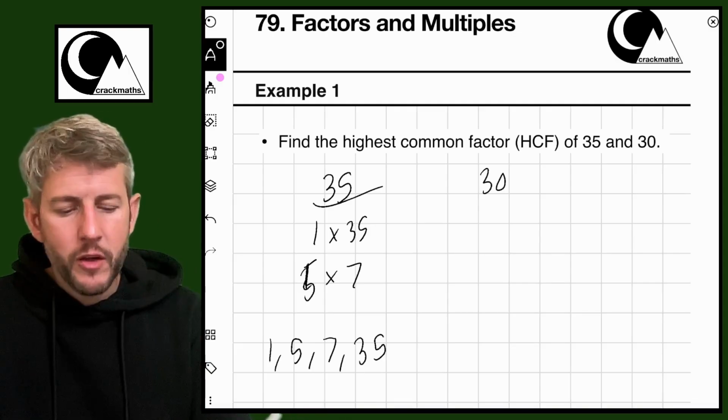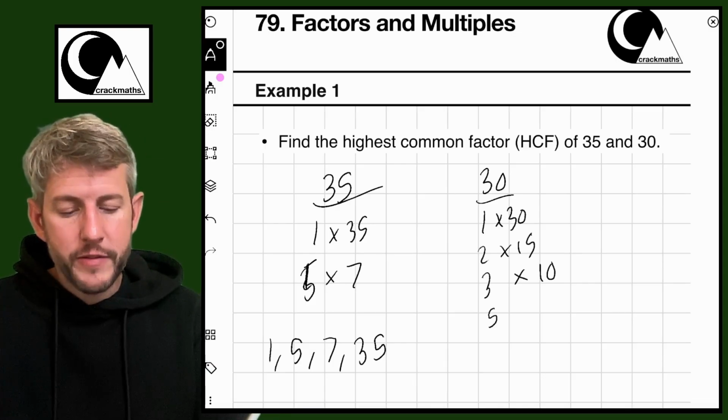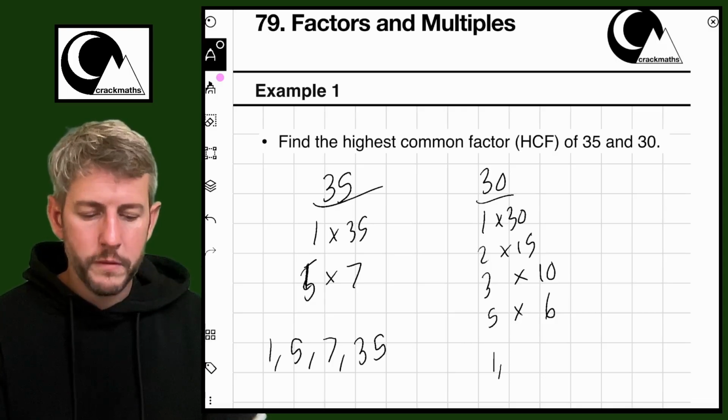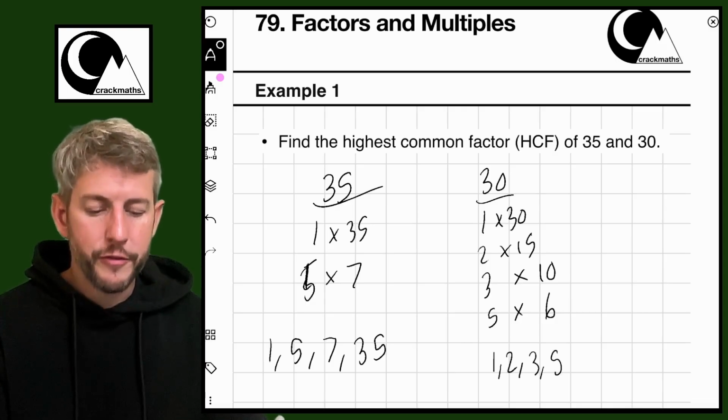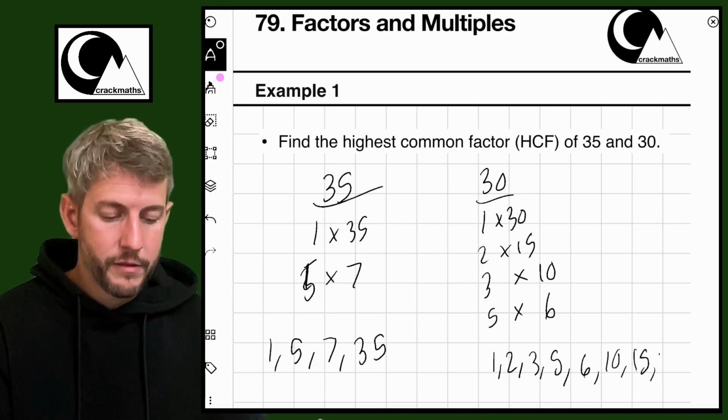Now let's look at 30. We have 1 and 30, 2 and 15, 3 and 10, 5 and 6. Loads more factors. Okay, so let's write those all down. We've got 1, 2, 3, 5, 6, 10, 15, 30.